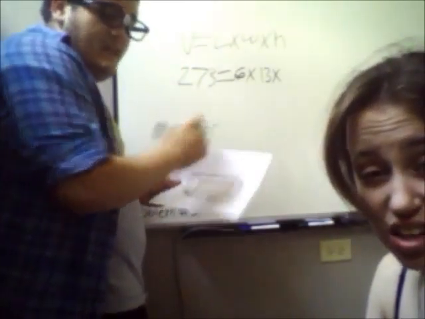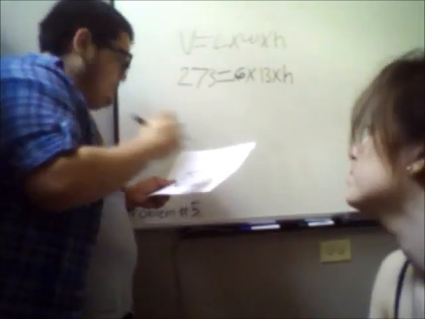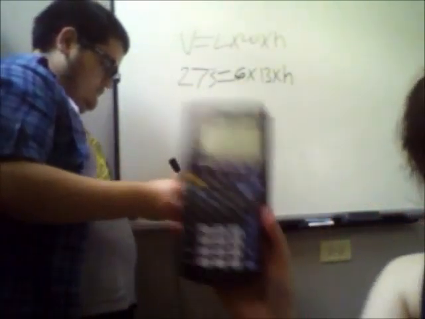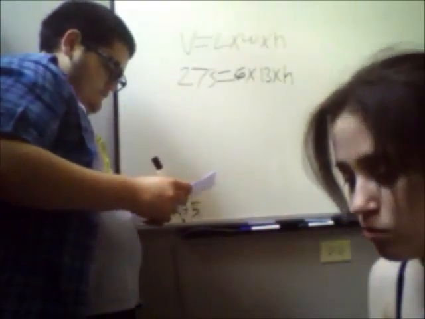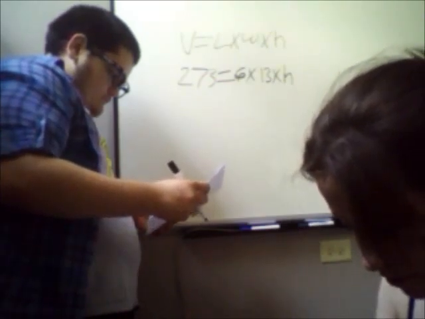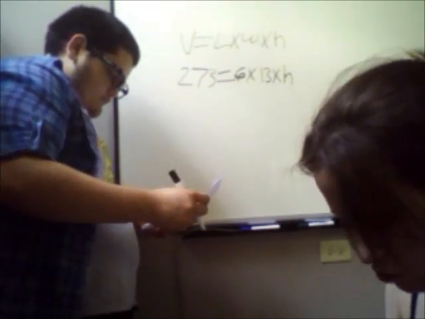So what we need to find is the height. So that's what's missing. We bring down the H. Now, what is 6 times 13? I got my handy dandy calculator. 6 times 13. That is 78.